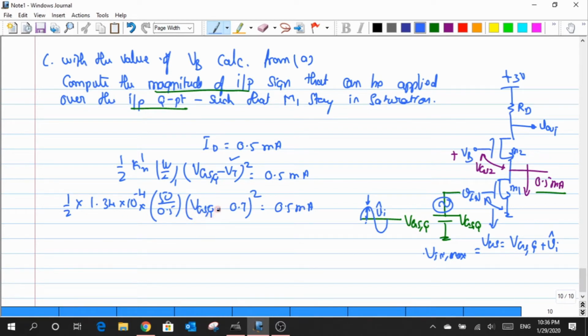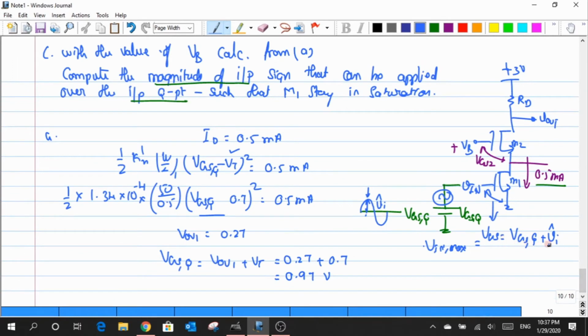We did this earlier in part A itself, so that turns out to be VOE1, which we computed as 0.27, from which I can compute VGSQ, which is VOE1 plus VTH, so 0.27 plus 0.7, and they add up to a value of 0.97 volt. So that is the VGSQ value that I have in order to have a current flow of 0.5 milliamperes. The only unknown in this case is Vi.